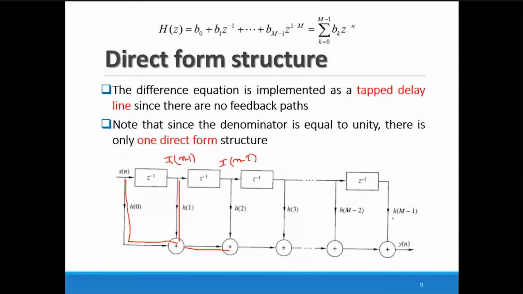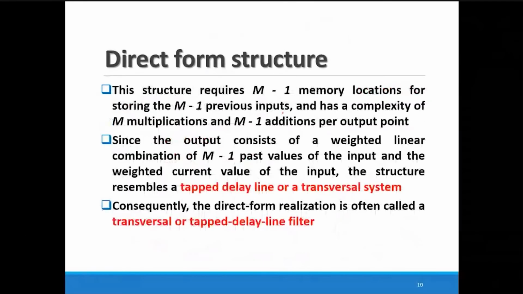This goes up to h of m minus 1, and you get y of n at the end. This is known as the direct form structure. This structure requires a total of m minus 1 memory locations for storing the m minus 1 previous inputs, and has a complexity of m multiplications and m minus 1 additions per output point.